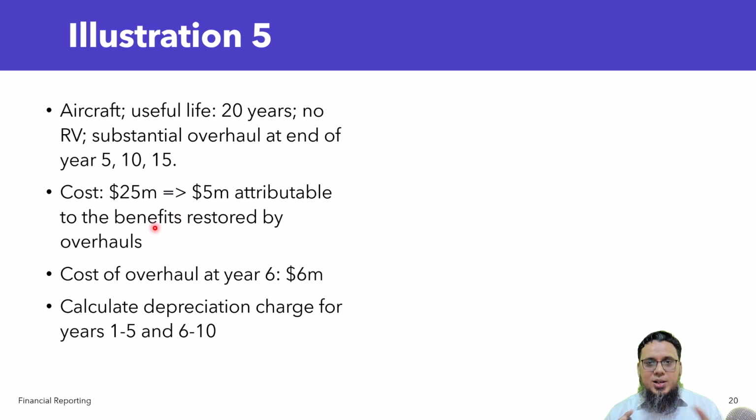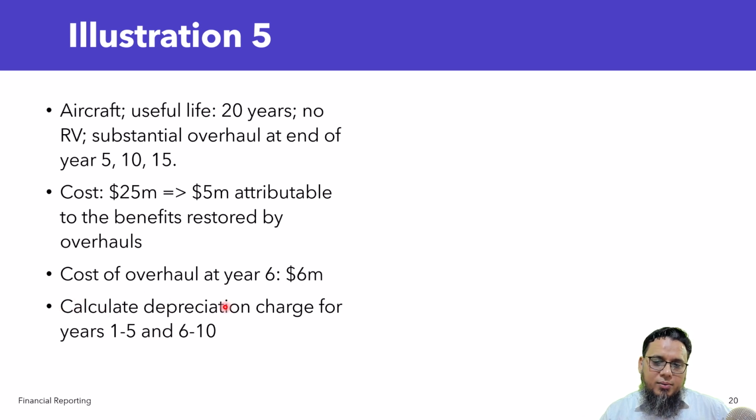Now, this sort of information has to be given in the question because otherwise you cannot assume what economic realities are attached to the overhaul cost. So the question will give you the identifiable components of cost that are related to the overhaul cost. Or if the question wants to complicate it a little bit, you will have to derive this information, but somehow you'll have a component of cost that is supposed to be treated separately. The cost of overhaul at year 6 is $6 million.